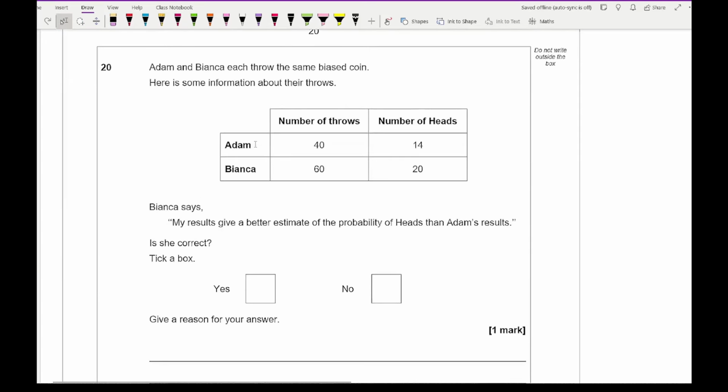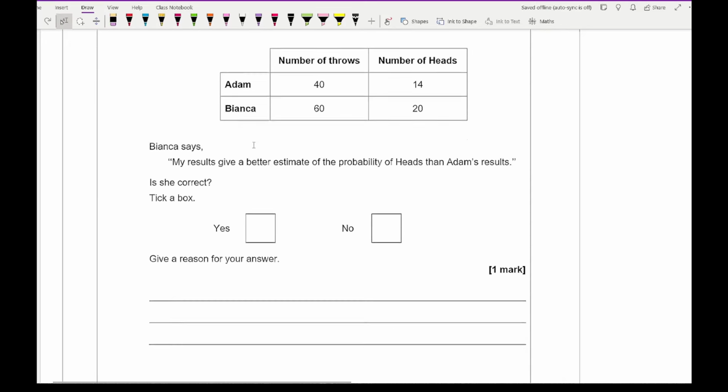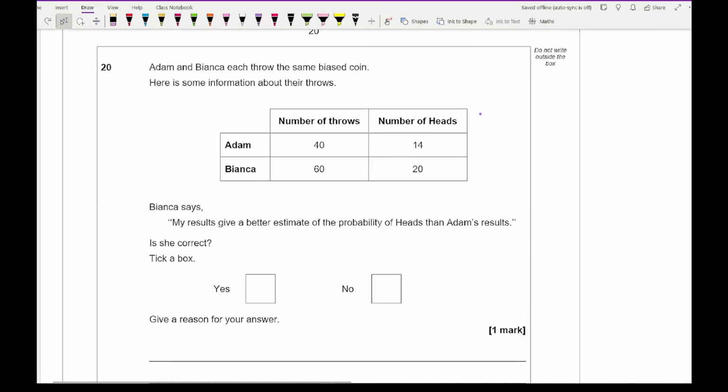Then moving on to question 20, it says Adam and Bianca each throw the same bias coin. Here is some information about their throws. And Bianca then says that my results give a better estimate of the probability of heads than Adam's results. Is she correct? Tick a box. So for this, if we work out the total number of throws that each of these two actually did, Adam threw 40 plus 14, which is 54, and Bianca did 60 plus 20, which is 80.